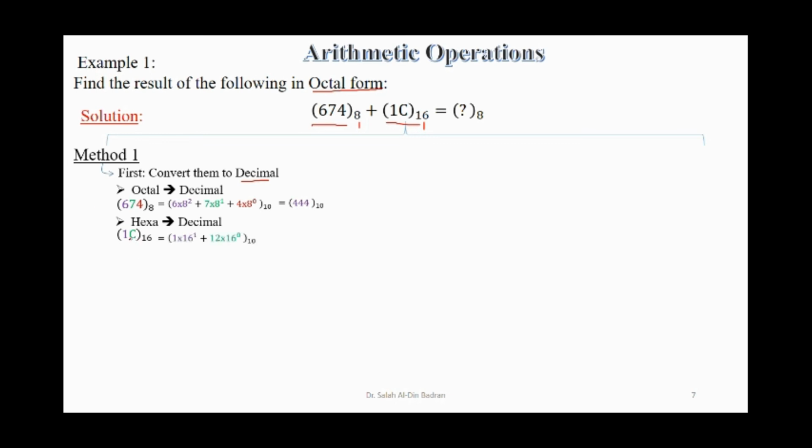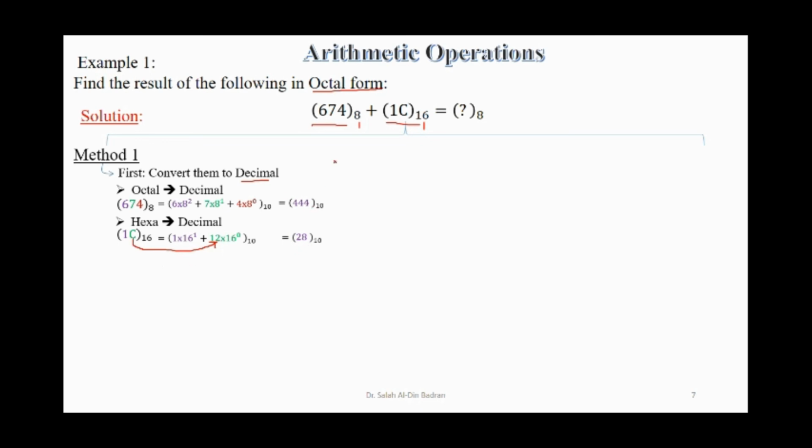We will do the same thing with the hexadecimal number. After converting it into its decimal form, 12, we multiply it by 16 and this number by 16. The first one on the right side, we raise it to power 0 and this one to 1. 16 to the power 0 is 1 multiplied by 12, this is 12. 16 to the power 1 is 16 multiplied by 1 is 16. 16 plus 12, this is 28 in decimal form.